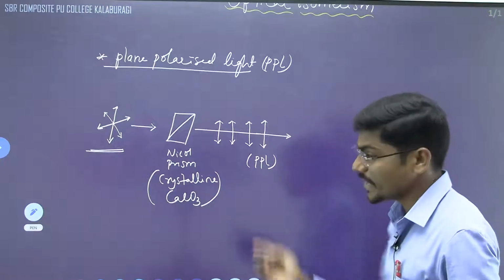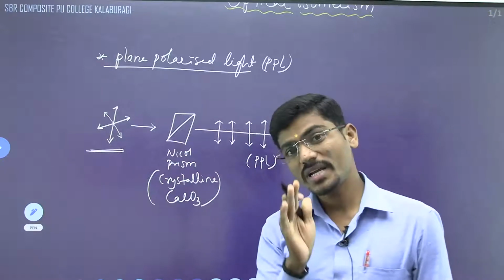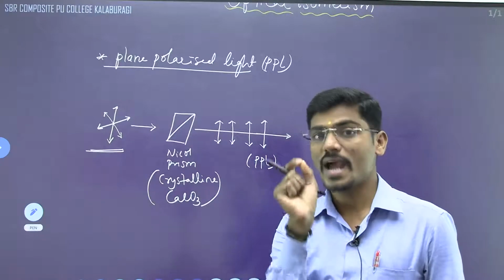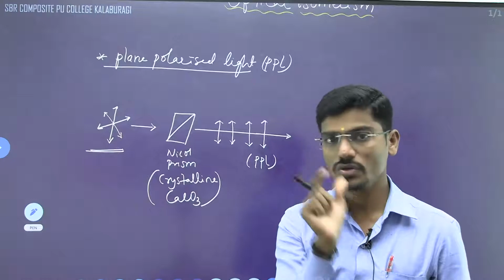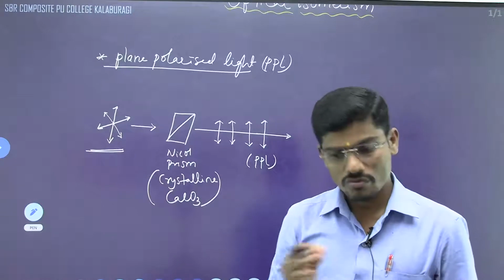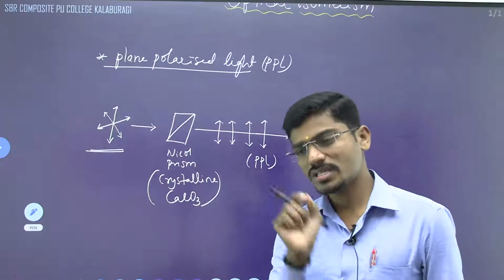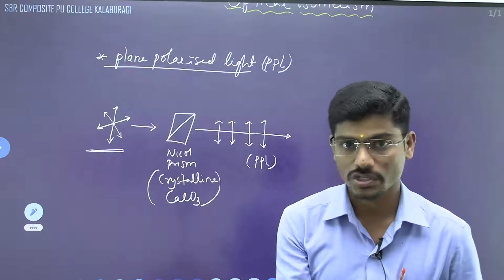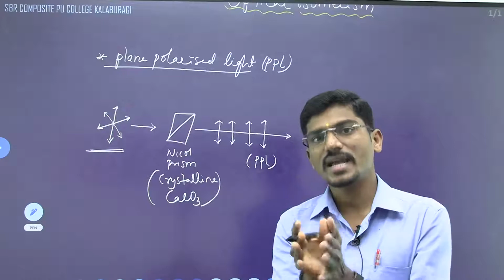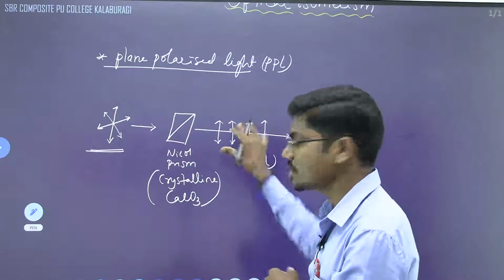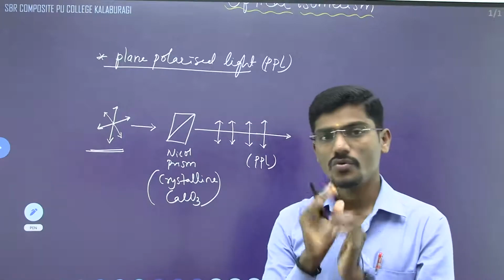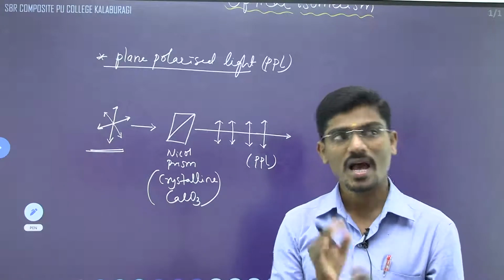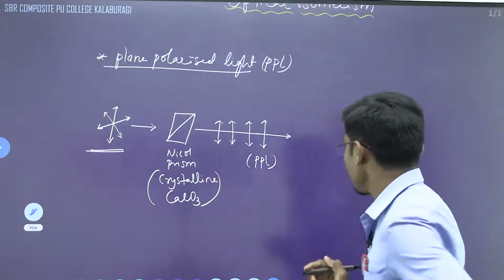Now, optical activity. An optically active compound, that means a particular compound we are selecting. We want to know whether the compound is optically active or optically inactive. That can be decided by using this plane polarized light. So how can we determine?